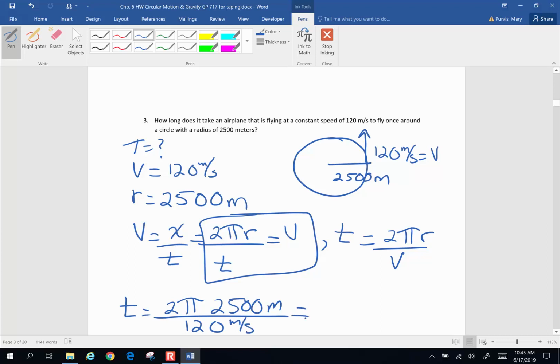I'm going to have 2 times pi times 2,500 divided by 120, and I end up with 131 seconds when I round it off for 3 sig figs, and that is the time it will take to fly around. 2 minutes and about 11 seconds will do it.